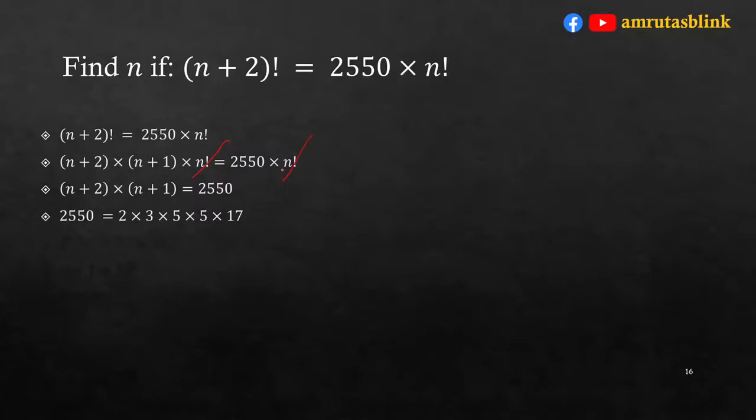So simply what we can do is, we will first of all find out the prime factors of 2550, that is 2 into 3 into 5 into 5 into 17. Now if we rearrange these prime factors, we can easily find out that 2550 is equal to 50 into 51. Now 50 and 51 are two consecutive numbers similar to n plus 1 and n plus 2. Hence the smaller number on the left hand side is n plus 1, the smaller number on the right hand side is 50. Hence we can say that n plus 1 is equal to 50 and hence n is equal to 49.